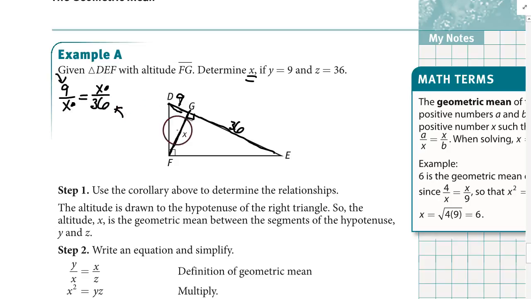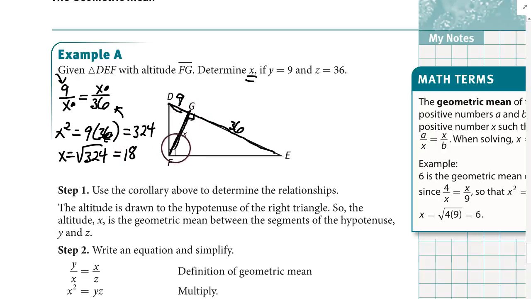It's not the same thing as arithmetic mean. It's not the normal average that we're used to, but it is a type of average. Now to find the answer, we can use cross multiplication. So x times x is x squared, and then 9 times 36, which is 324. And then to solve for x, take the square root. So the square root of 324 is 18. We're able to find the length of that altitude. It's 18. The way that we found it was using one of the corollaries from the right triangle altitude theorem.